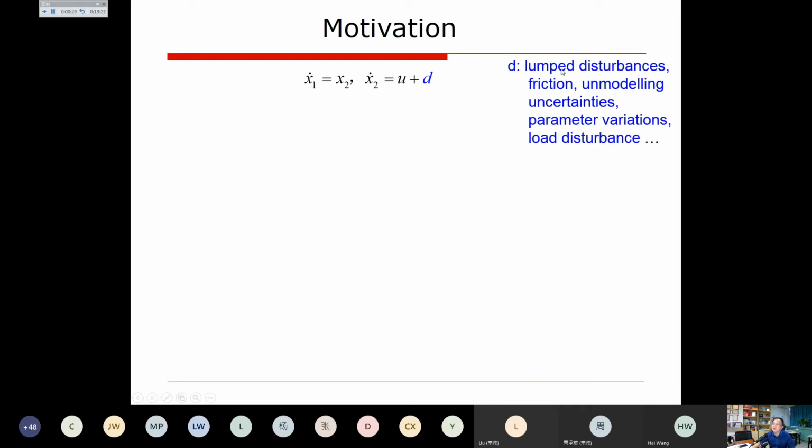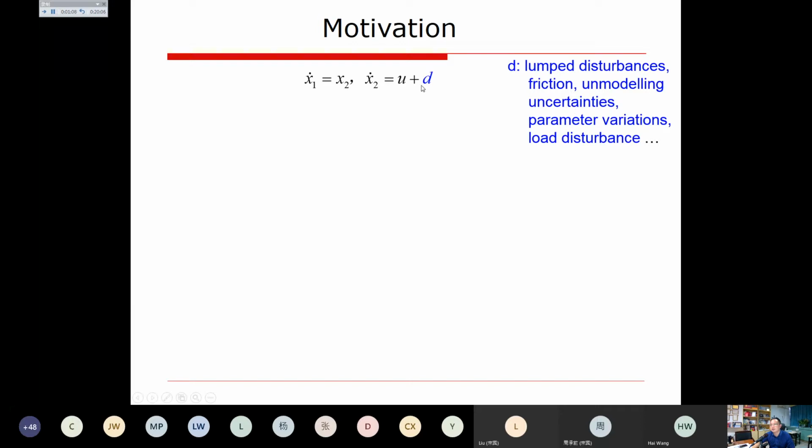So different control tasks have different main disturbances. For example, if it's a low speed regulation, low speed servo control system, maybe the main disturbance may be the friction. There are also usually load torque disturbances, right? Also sometimes there are unmodeled uncertainties. If the system is a fourth order model, you just model it as a second order. Then the other second order part may be the unmodeled uncertainties, right?